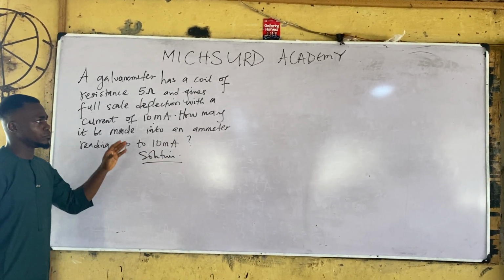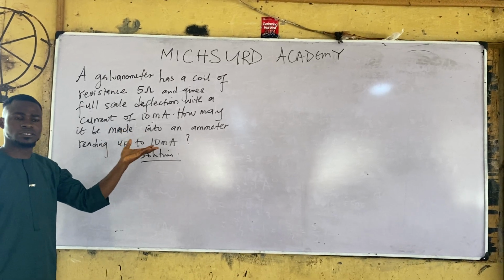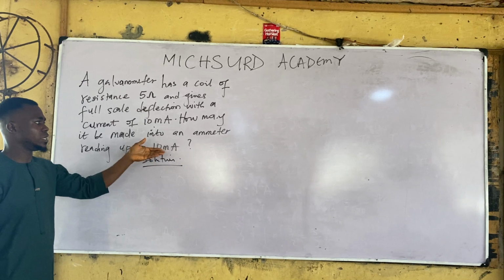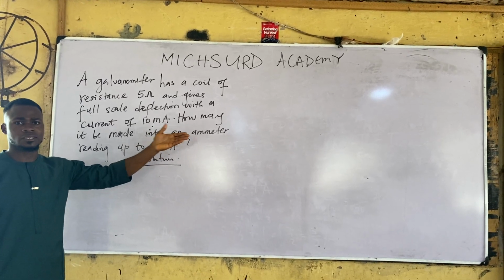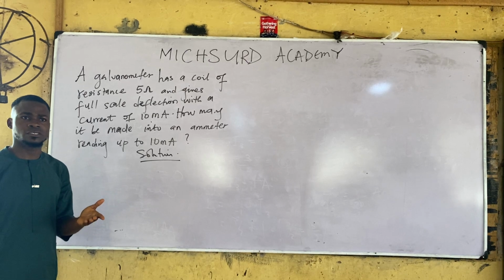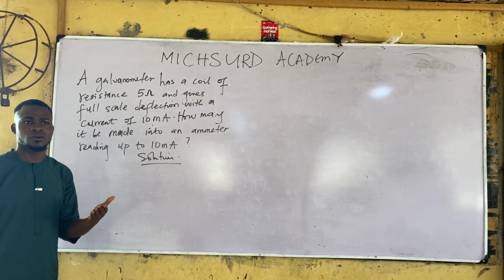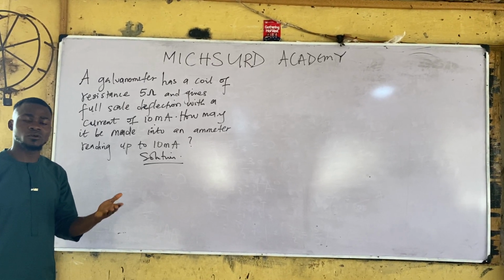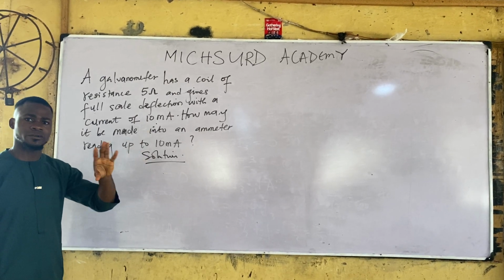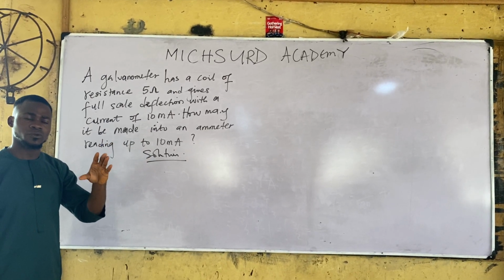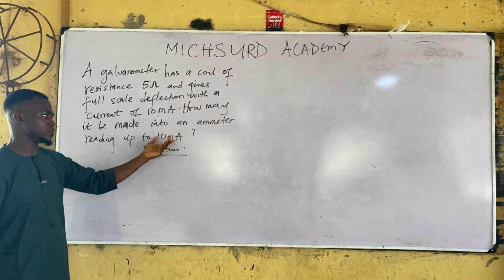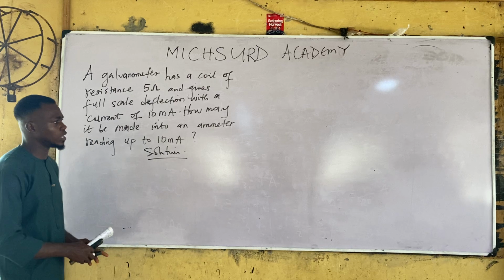So now what we want to do basically in this question is to convert the galvanometer to behave like an ammeter, and in doing that we'll be needing a shunt. A shunt is a resistance or a material that has low resistance. So if we place it in a proper way parallel to the circuit, it will produce the ammeter of such value.